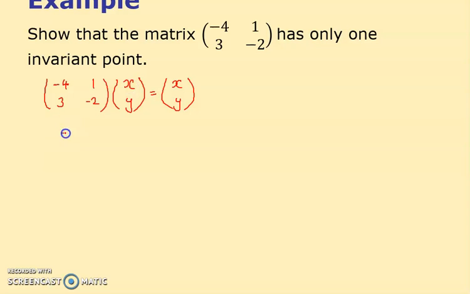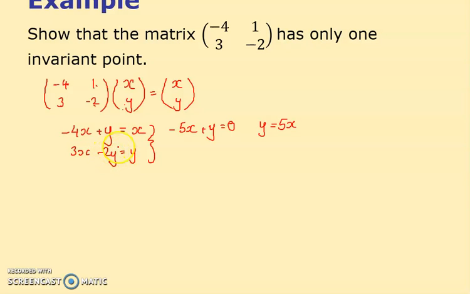Multiply this out. Minus 4x plus the y equals the x. 3x minus 2y. So multiplying out matrices becomes really important, doesn't it? And I do the same thing, I suppose. I'll tidy them up. Last time when I tidied up, I ended up with the same equation. But maybe I won't this time. Move that over. It becomes minus 5x plus y equals 0. Or I suppose I could write that as y equals 5x.